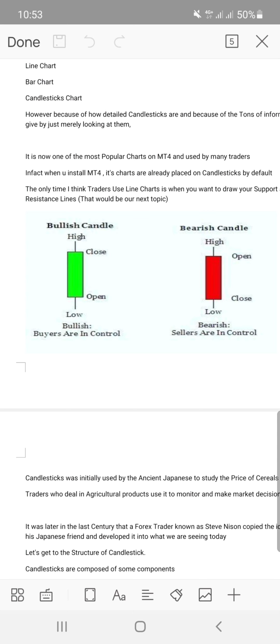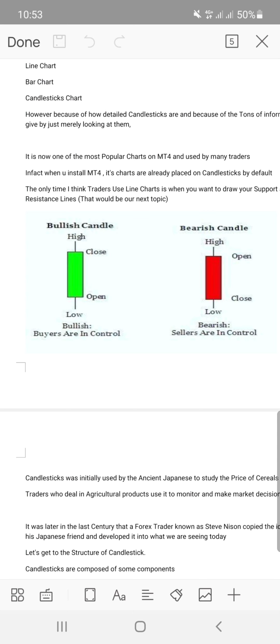You understand? So now, like I said, we have what we call the low, the high. For a bullish candle, the low is usually down, the high is usually up, and the open is usually around this region, right?